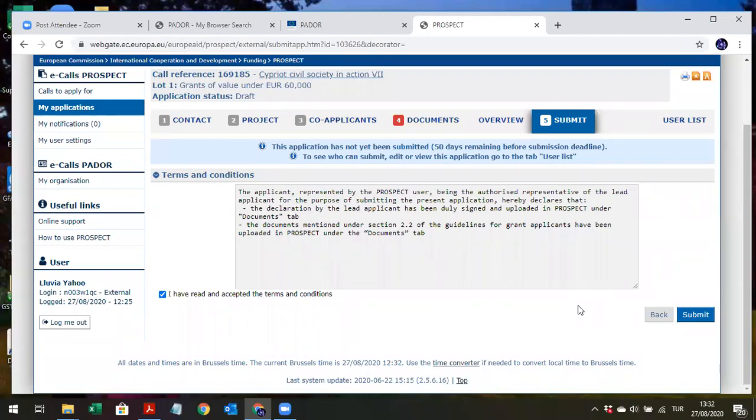If you face any problems, there is a help desk email that you can contact for help, or as I have mentioned, you can just call us, have an appointment, and we can try to help you both with PADO registration and also uploading on Prospect.